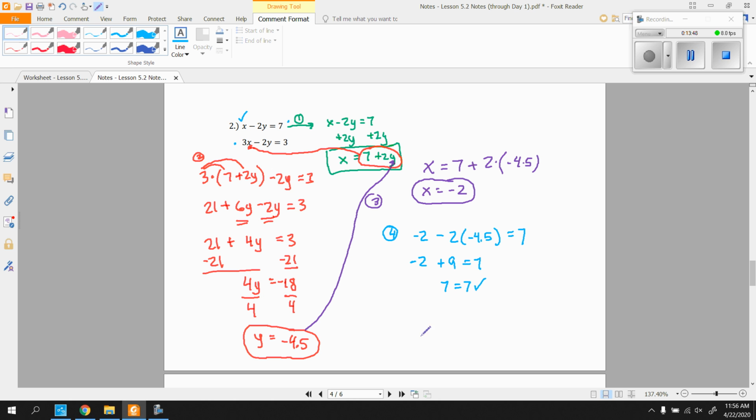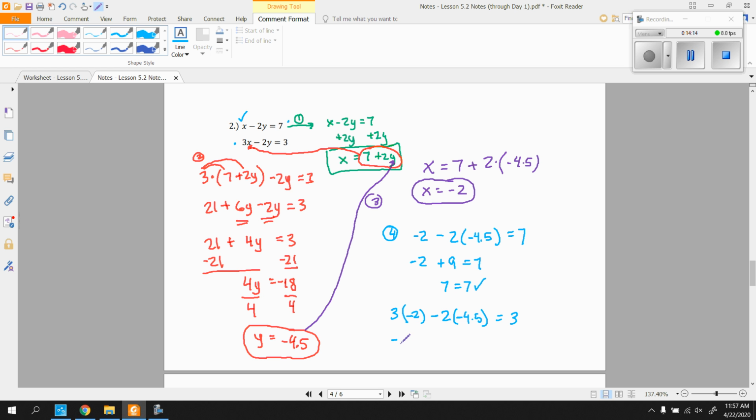Let's get the second one checked. 3, I'm getting a little bit tight on space, but I think we can do it. 3 times x, which is negative 2, we're hoping it's negative 2. Another one with lots of minuses in it. Negative 2 times y, which is negative 4.5, and then equal to 3. So there's a lot going on here. I'm definitely going to do this in 2 separate parts.